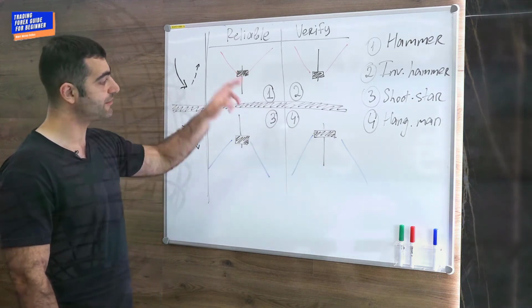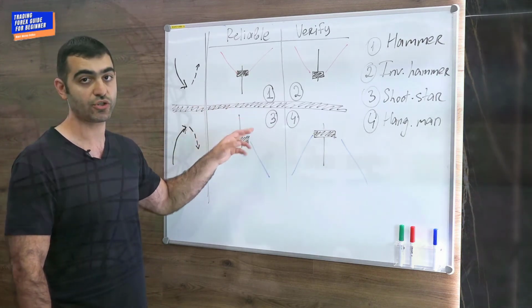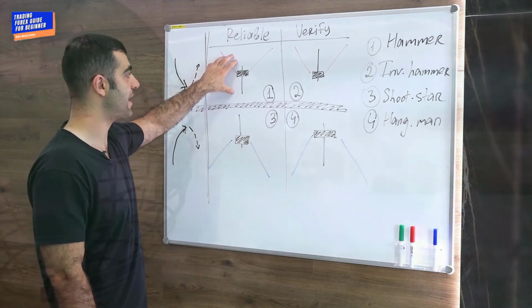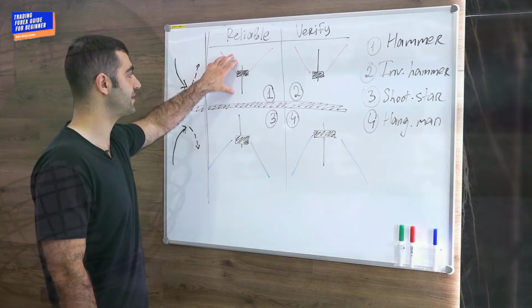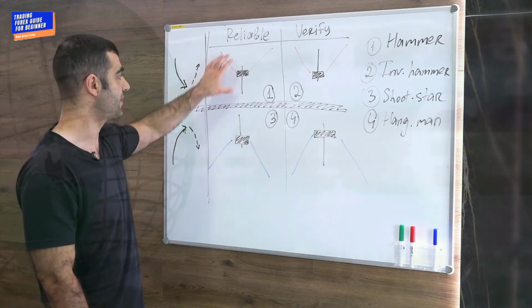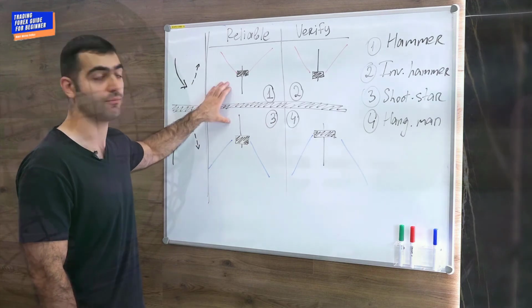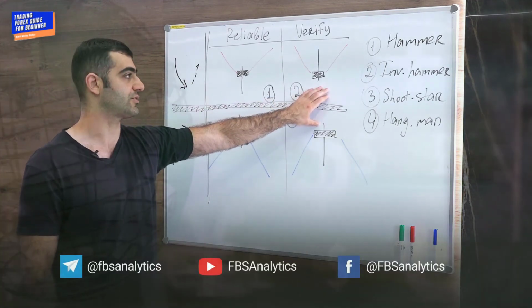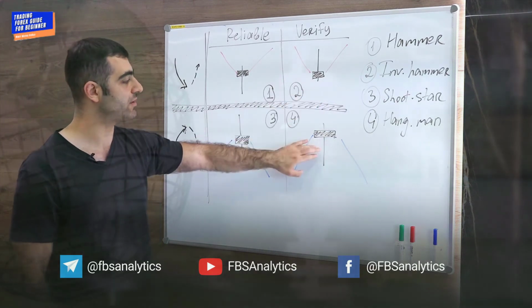So these are the four candlestick formations which all belong to the section of pin bars. The main one is the hammer, which appears in the downtrend. Then with an uptrend we have the shooting star. Hammer and the shooting star are more reliable than their inverted counterparts, meaning the inverted hammer and the hanging man.